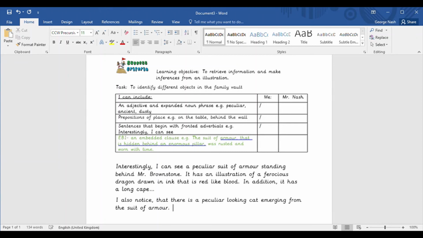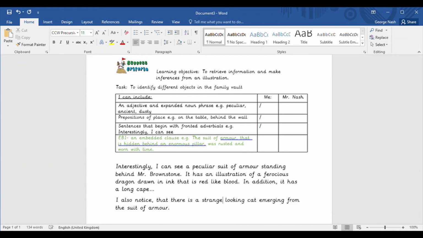Now I've just noticed I've used peculiar twice, and that's okay, but now that we're in year 4, we have to be careful that we don't repeat the same thing over and over again. If I keep using peculiar here, my reader's going to become very bored of reading the same word over and over again. So I might not say there is a peculiar cat. Maybe I could say strange.